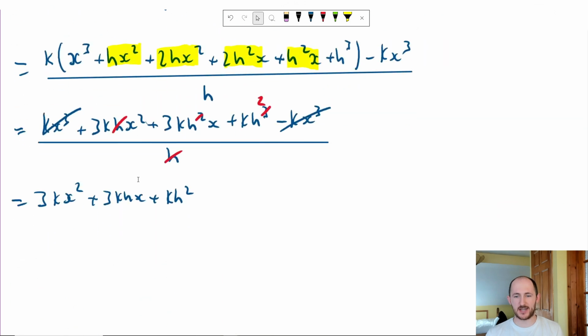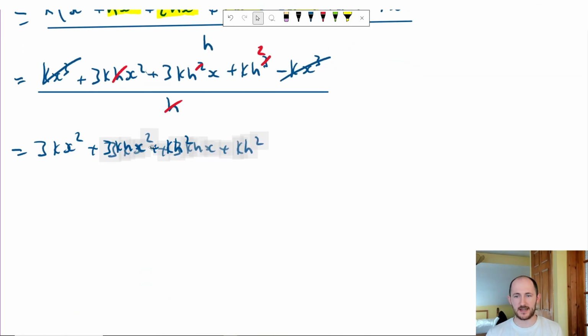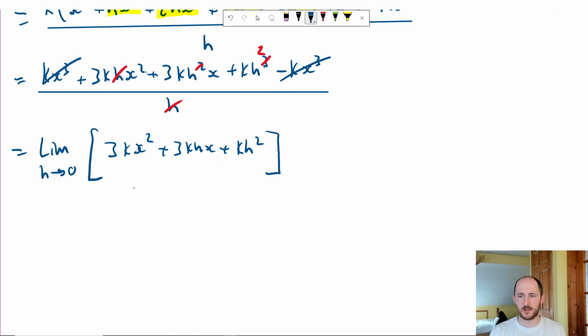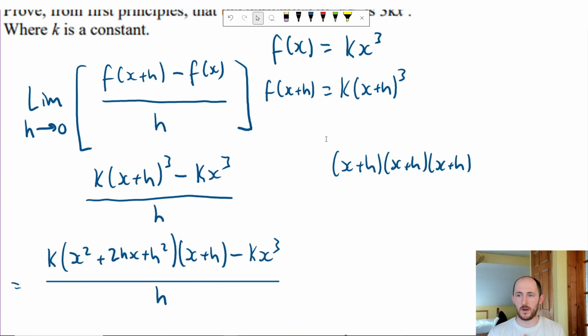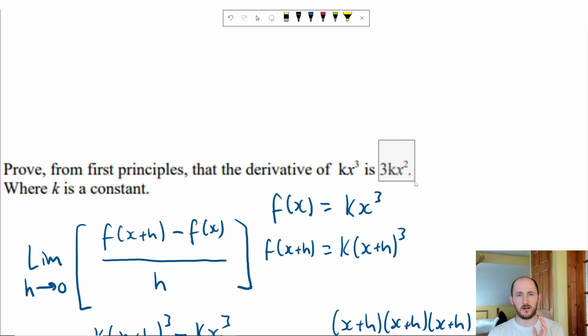So the limit as h tends to 0. Let me move this over slightly. Again, it's a 4-mark question. The limit as h tends to 0. Well, if I have a look at this entire expression, if I make h equal 0, the first term will stay exactly the same. So I'll still be left with 3kx squared, but the khx, that'll be 3k times 0, so that goes away. k times 0 squared goes away. So I'm left with 3kx squared, which is our answer.